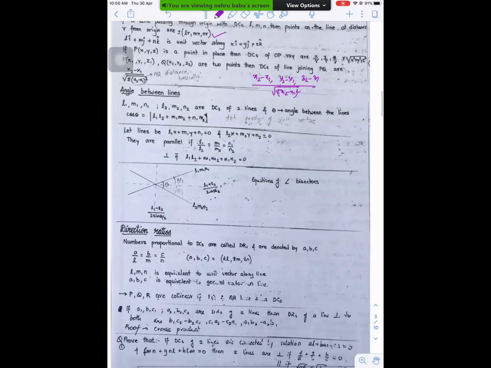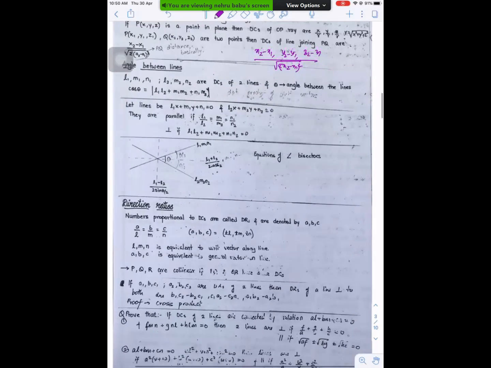Okay, next, angle between lines. L1, M1, N1 and L2, M2, N2 are the DCs of two lines, and theta is the angle between the lines. Then cos theta is equal to L1 L2 plus M1 M2 plus N1 N2. So here, if L1 by L2 equals M1 by M2 equals N1 by N2, they are parallel. And the perpendicular condition is L1 L2 plus M1 M2 plus N1 N2 equal to 0.